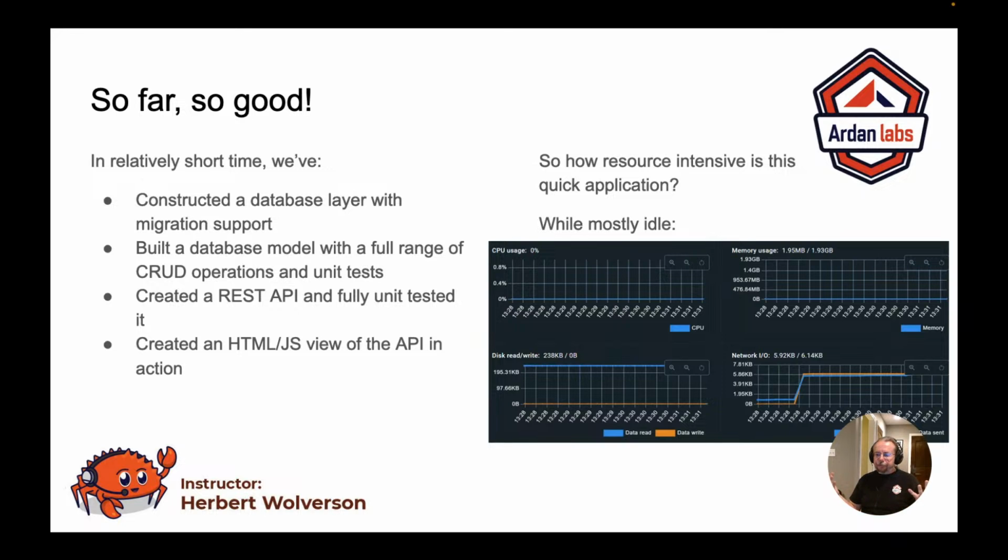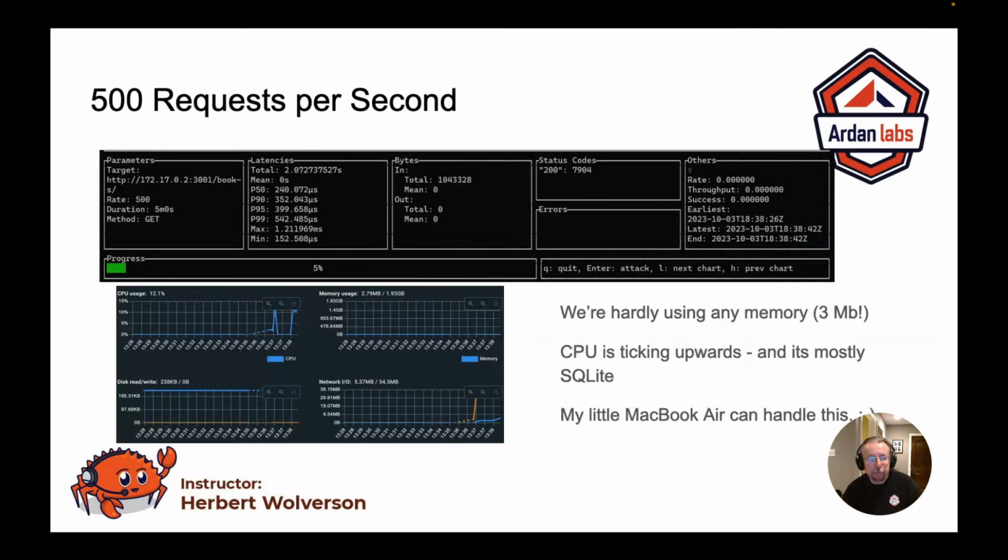And so for a lightly used service, you can probably stop here, no more optimization. We're hardly using any RAM. You could have thousands of these if you wanted to. On a production server, you could probably even have hundreds on the little MacBook Air that I tested and deployed this on.